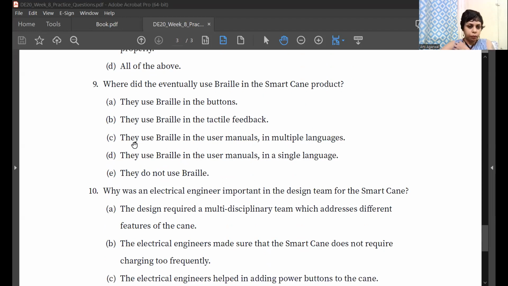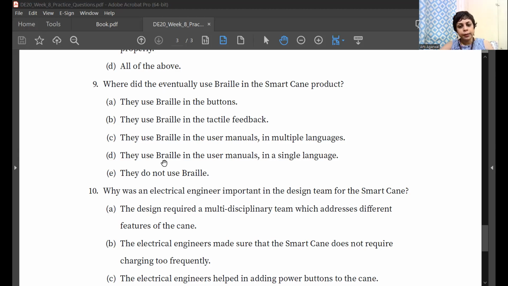Okay, question number 9. Sorry, this is a spelling mistake, or a typo. I'll correct it in the file I upload. Where did they eventually use Braille in the Smart Pin product?